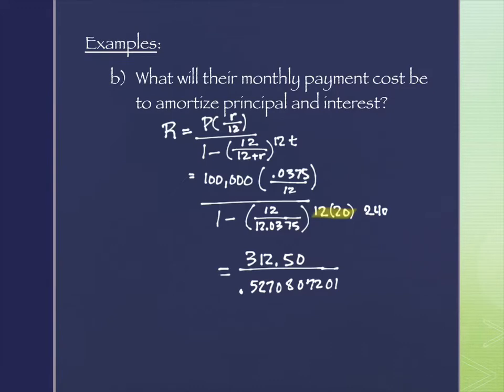312.50 divided by the 0.527-ish number. And at this point, we will, in fact, round to a dollar amount, because what I'm finding is a monthly payment. Monthly payment would be a dollar amount. So what is this when I divide it?